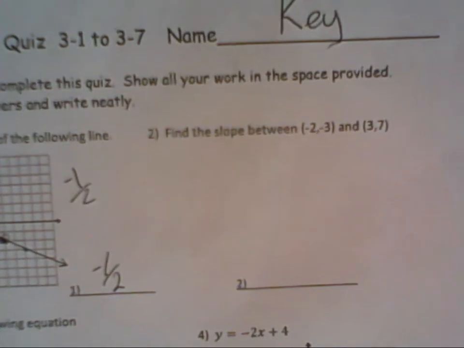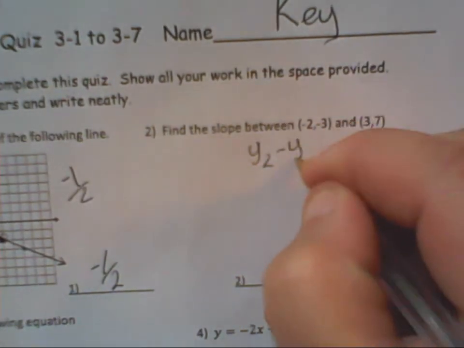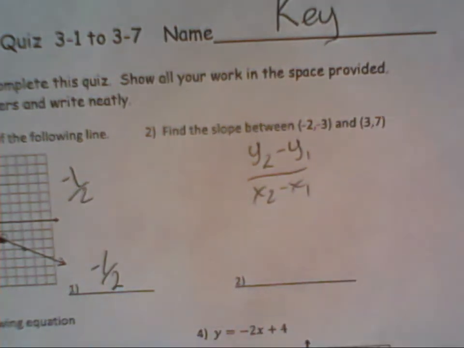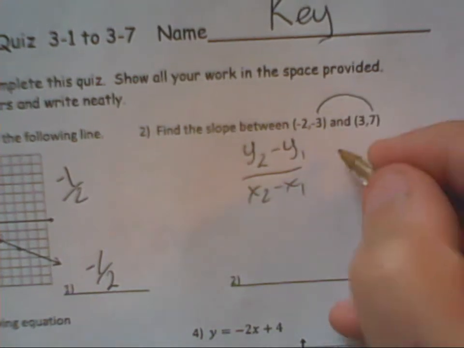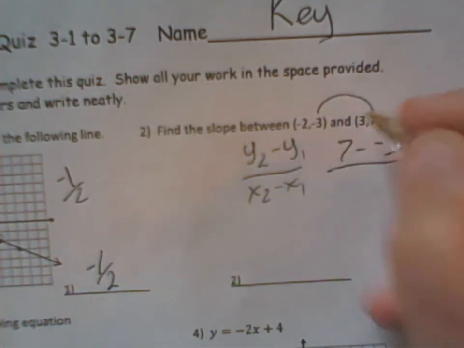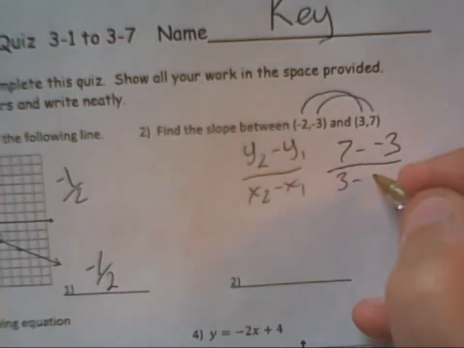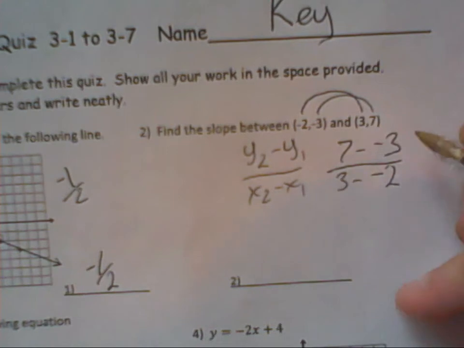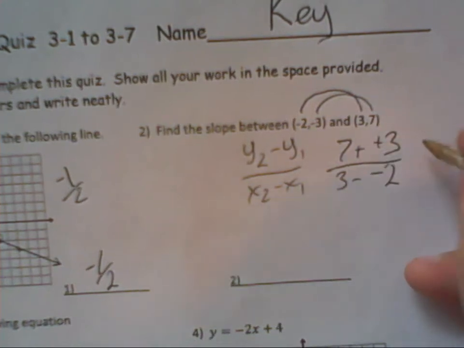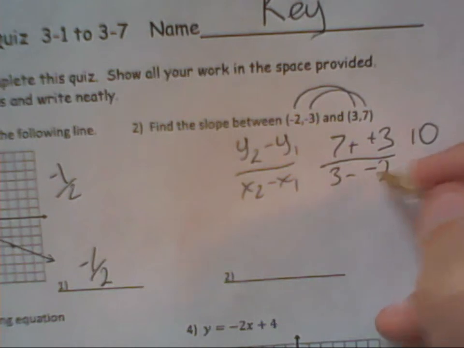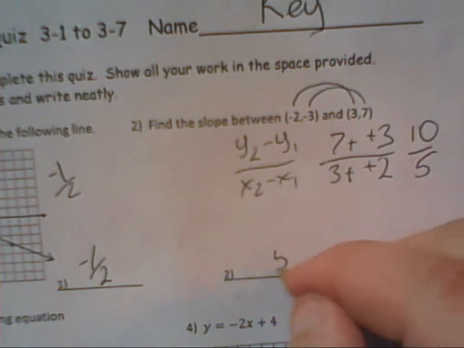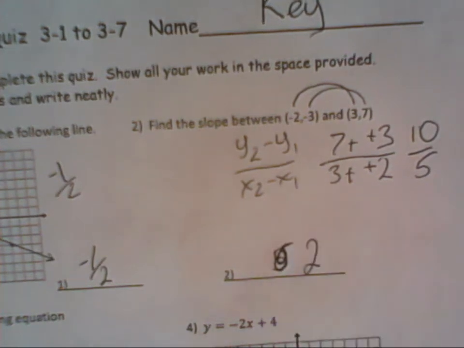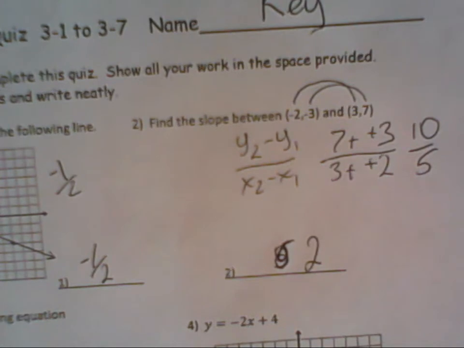For number 2, they give you 2 points. So we're going to use y2 minus y1 over x2 minus x1. And in this particular example, y2 is 7 minus y1, which is -3. 7 minus -3 over 3 minus -2. So 7 minus -3 is the same thing as 7 plus a +3, which is 10. And 3 minus a -2 is the same thing as 3 plus a +2, which is 5. And 10 over 5 reduces to 2. And so the slope for number 2 is +2.